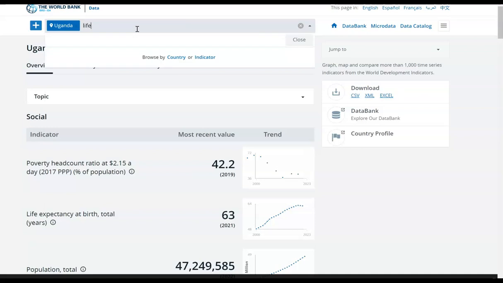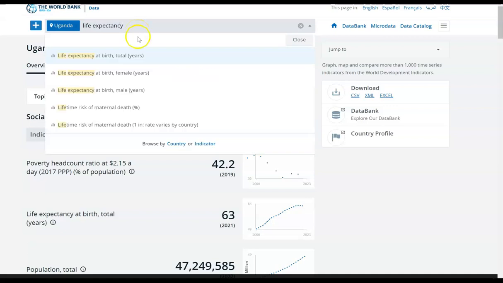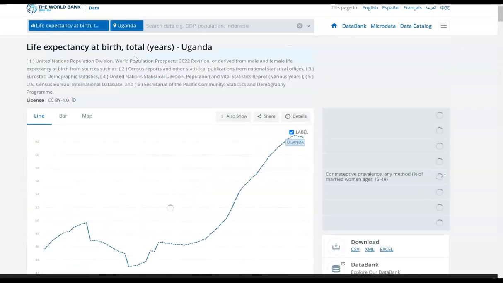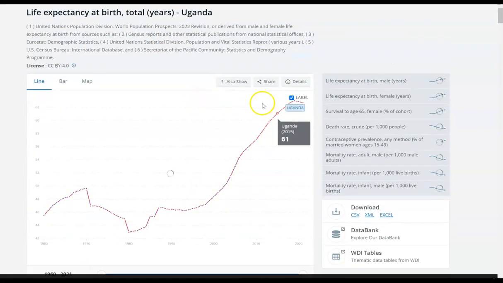For example, if I want to know what's the life expectancy in a country, it's life expectancy at birth, total years, and male and female will be different. I'm just going to do the whole country here. And so I see the life expectancy for Uganda, and I can see it's about 63.